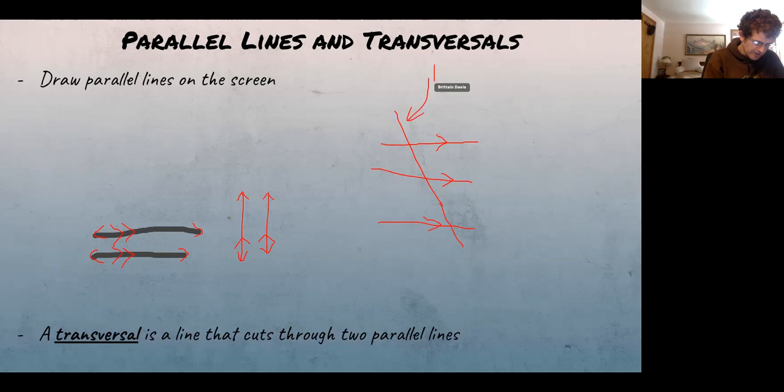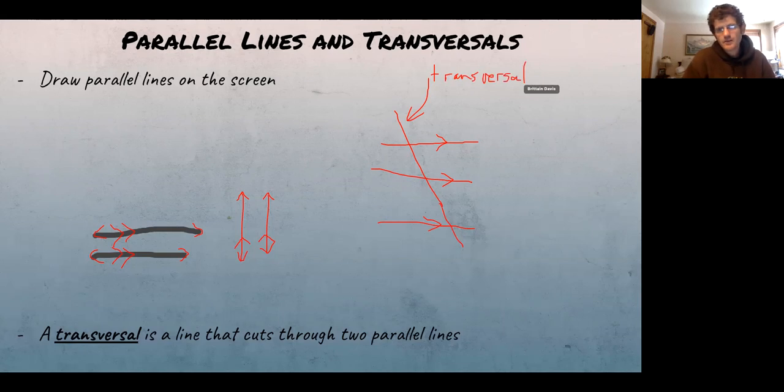This is your transversal. And it's important to know that term because it's going to be important for our angle rules to know what the transversal is, because we're going to be talking about which side of the transversal an angle is. So if you can understand that starting now, that's a good thing. We're going to look at transversals a little bit more before we move ahead.